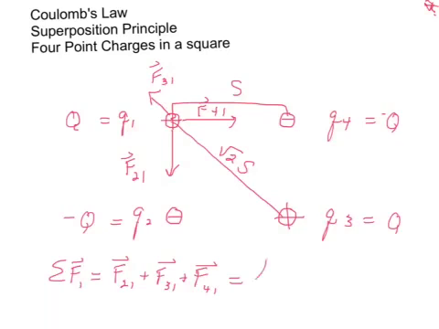So F21 is going to be k. All the charges have a magnitude of q. So q1 times q2 is q squared. The distance is s, that's squared. And the direction in the case of F21 is in the negative j hat direction. Now, I'm not going to have enough room for the F41, but you can see F41 is going to be the same magnitude, but in the positive i hat direction.